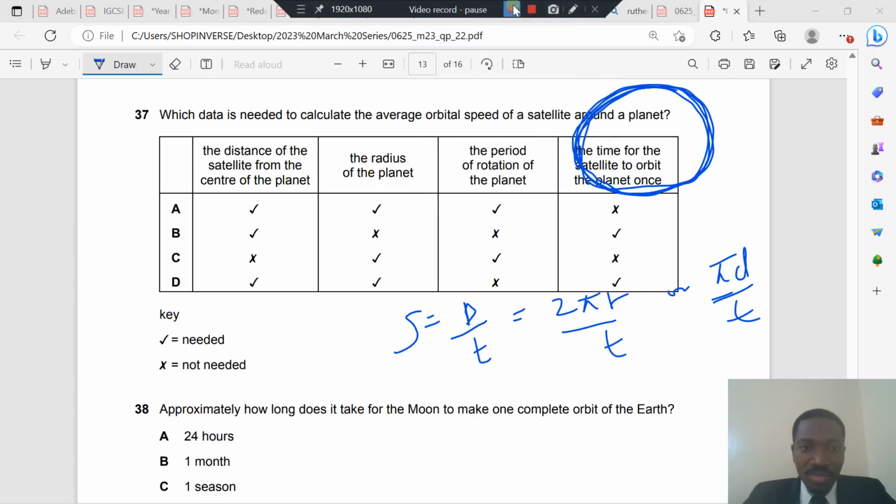Now look at the options given to you. Option A, distance of the satellite from the planet. Yes, if you get the distance, that is the radius, we can use that.